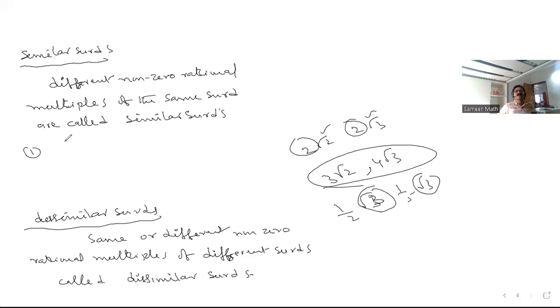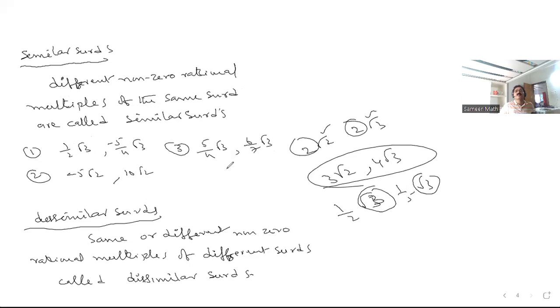First example: 1 by 2 root 3 and minus 5 by 4 root 3. These are similar surds. Second example: minus 5 root 2 and 10 root 2. These two are also similar. Third one: 5 by 4 root 3 and 6 by 7 root 3. These are also similar surds.